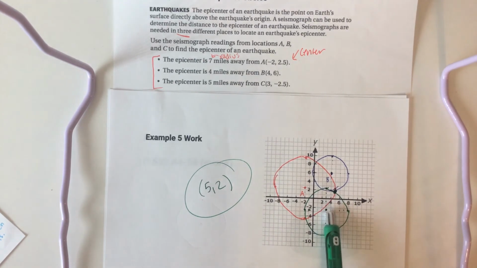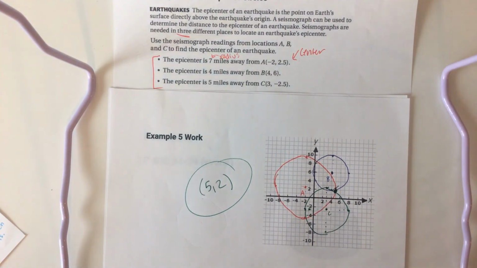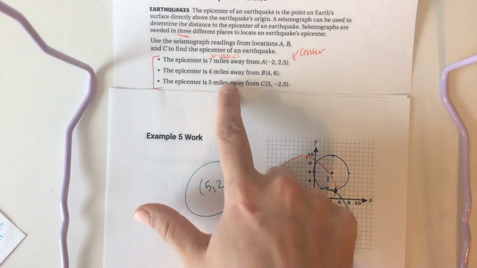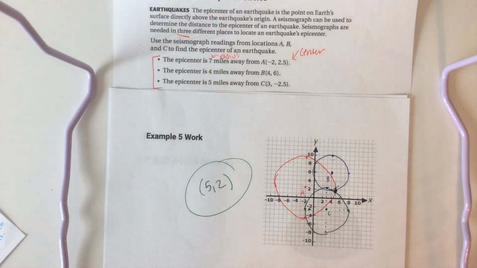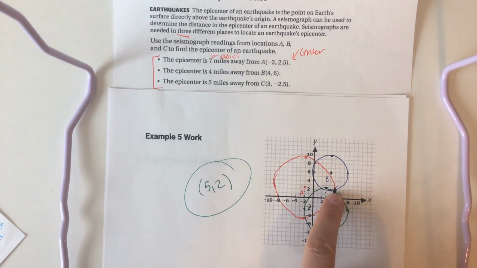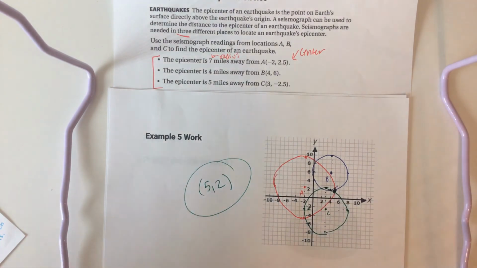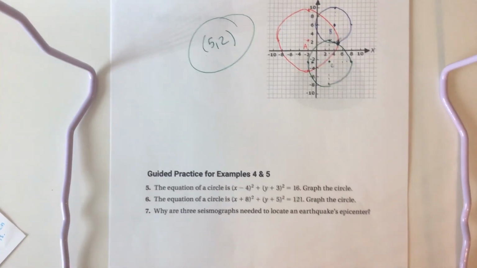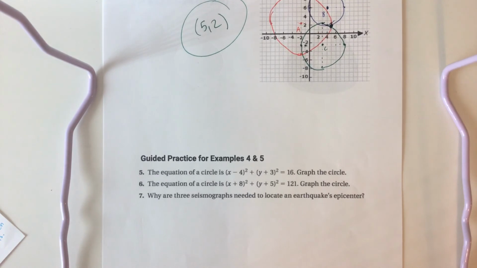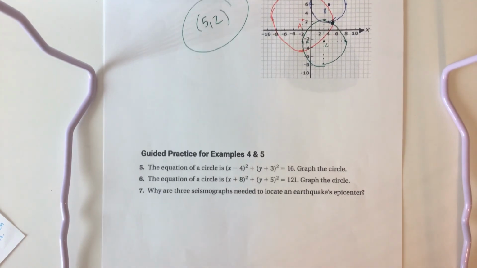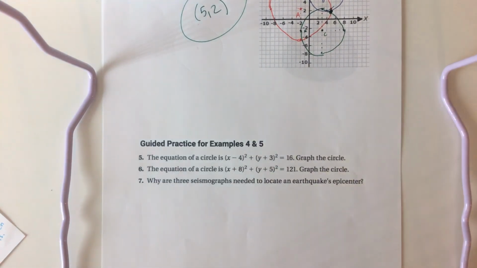These pop up a lot with circles because they're kind of fun and cross-curricular with science and whatnot. Kind of a lot of work, but again, they took away a lot of work by giving us the center and the radius, and it's where the 3 circles intersect is where the epicenter of the earthquake would be. So I want you to go ahead and try these last few guided practice problems on your own and do your best to sketch the graphs of those circles. Come back when you're ready to check your answers.